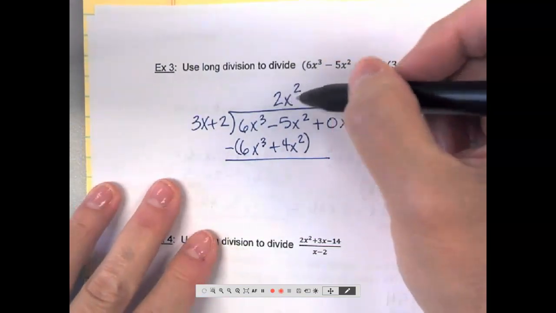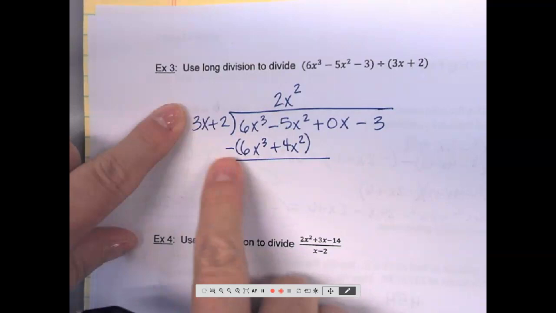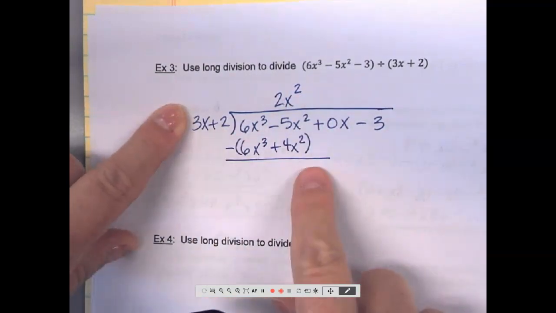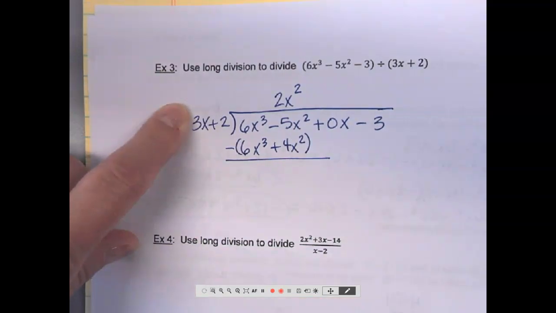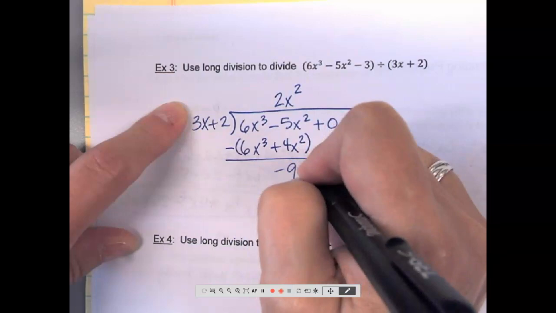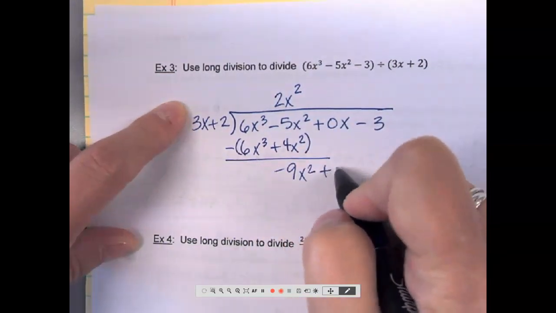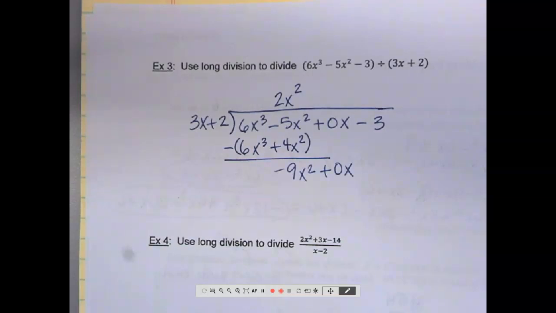Okay, you're okay with the 2x squared being here? So I'm going to take that times the 3x and that times the 2. Now I'm subtracting, and I get negative 9x squared. Bring down the next term, which is a 0. And start all over again.